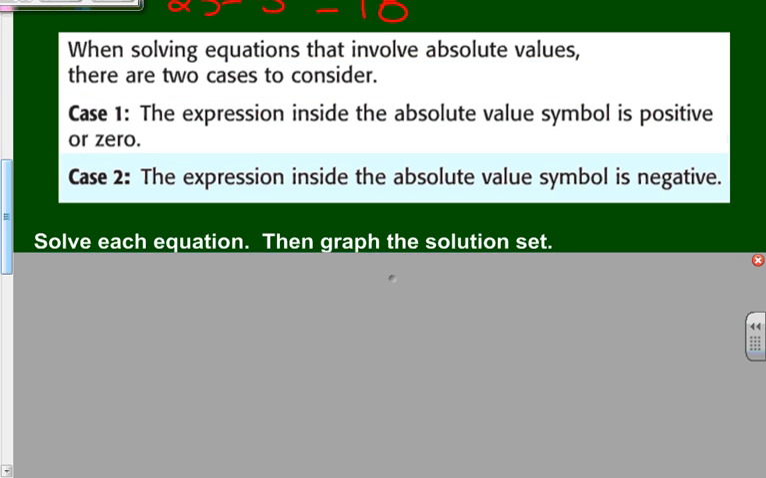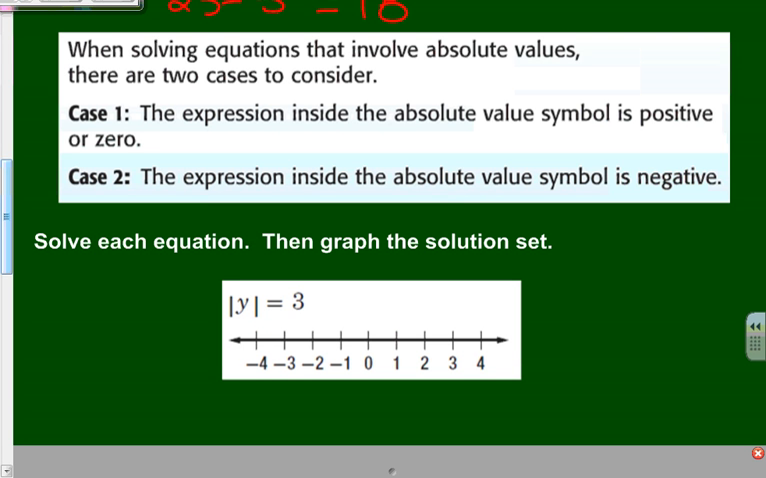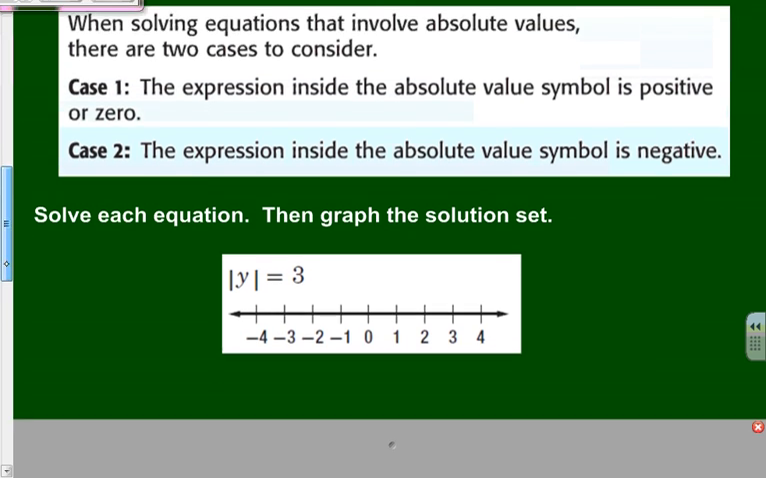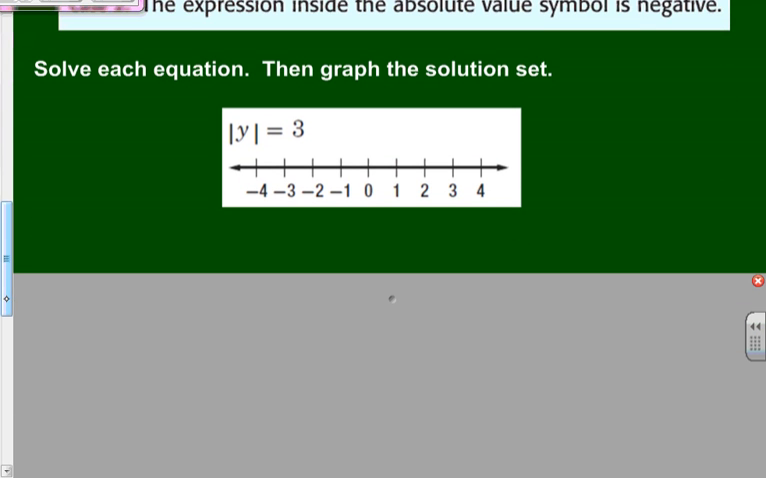Now, when we actually solve an absolute value equation, like the one you're looking at, there's two cases, two possible answers. In the first case, the expression inside the absolute value symbol could be a positive number or a 0. In case 2, the expression inside the absolute value bars could be a negative. And that's always the possibility. There's two possible cases that can happen. So when you solve these, you have to consider y could be a positive 3, or it could be a negative 3.